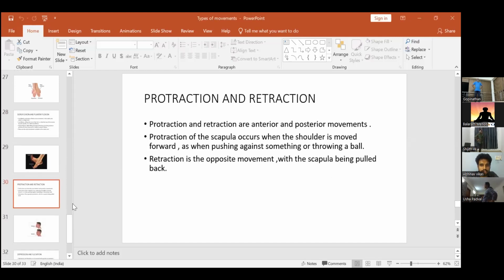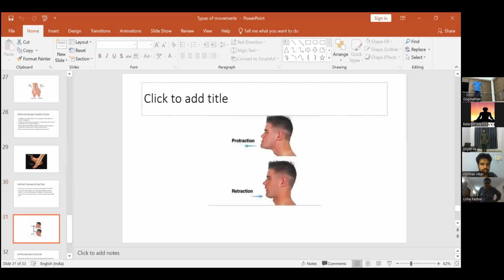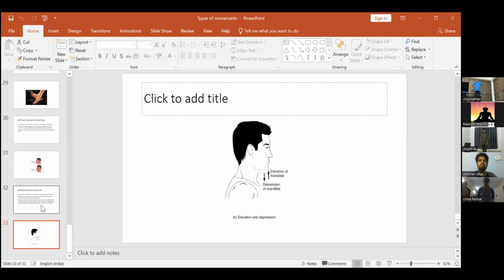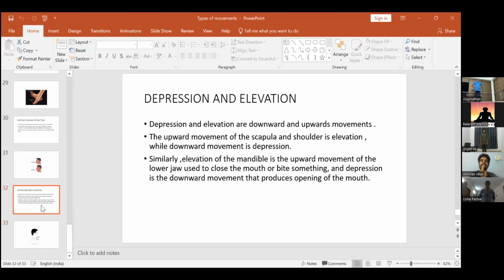Next one is protraction, retraction. See, protraction means moving forward. Retraction means taking back. Next one also we'll see, depression and elevation. Anything taking up is elevation, down is depression.